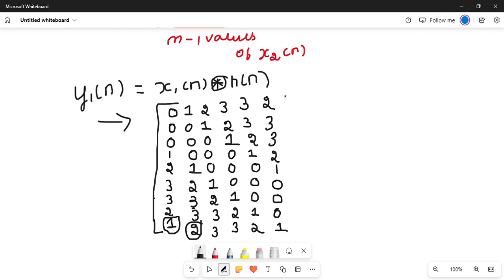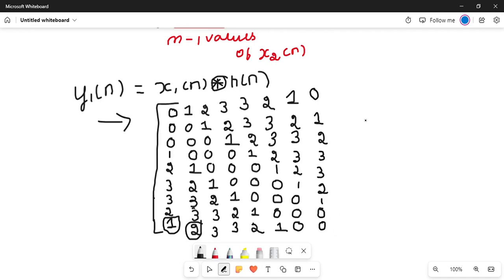Okay. So next you are supposed to shift 1 to the upward side. If you shift 1 to the upward side, then once again you get 1, 2, 3, 3, 2, 1, 0, 0, 0. Okay, so let me shift 0 once again. So it is 0, 1, 2, 3, 3, 2, 1, 0, 0.